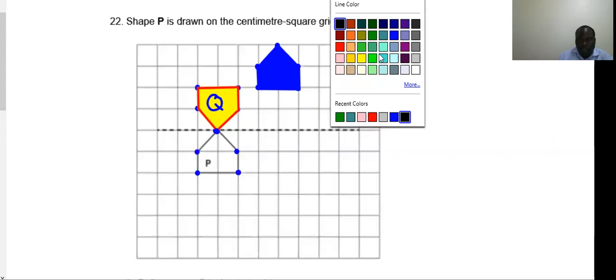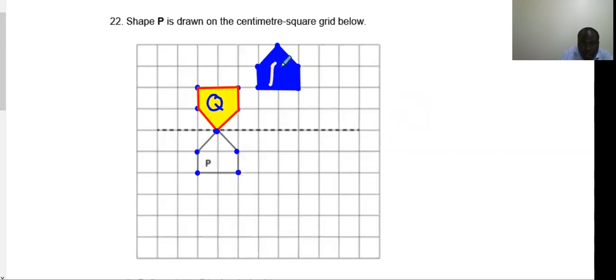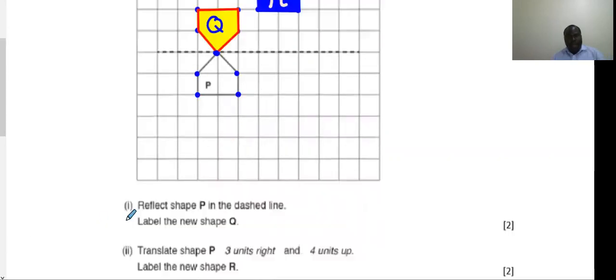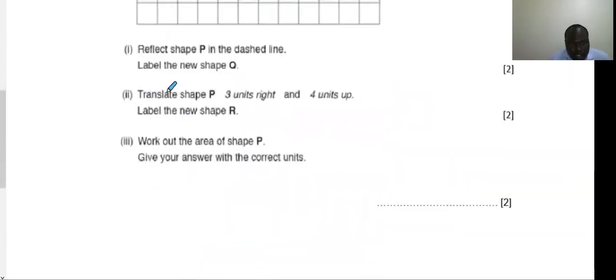Let me check that. All right, so we label this new shape as R. This will be R. All right, so far so good. Translate shape P, label the new shape as R, I'm done. Work out the area of shape P.